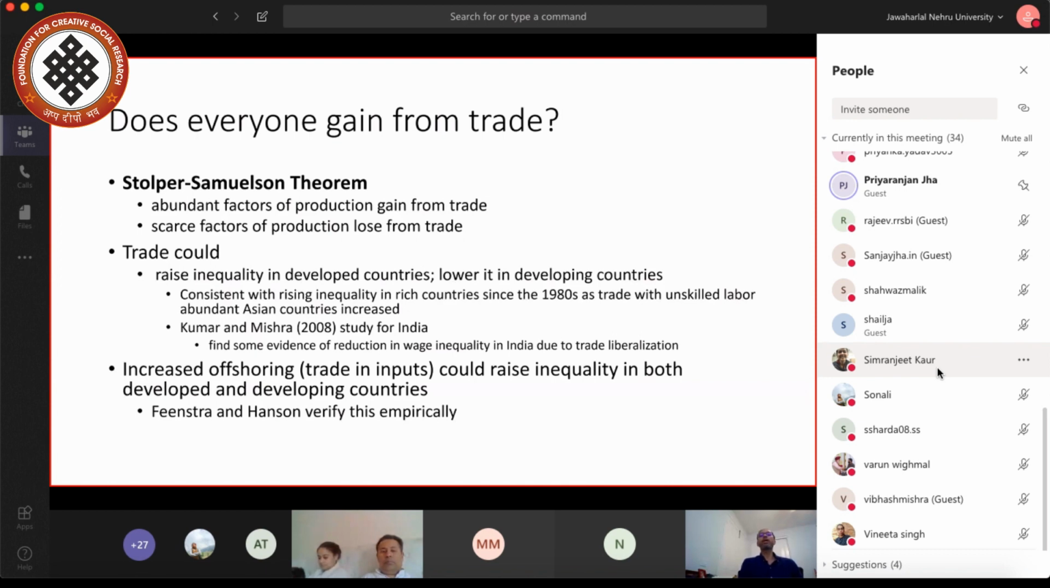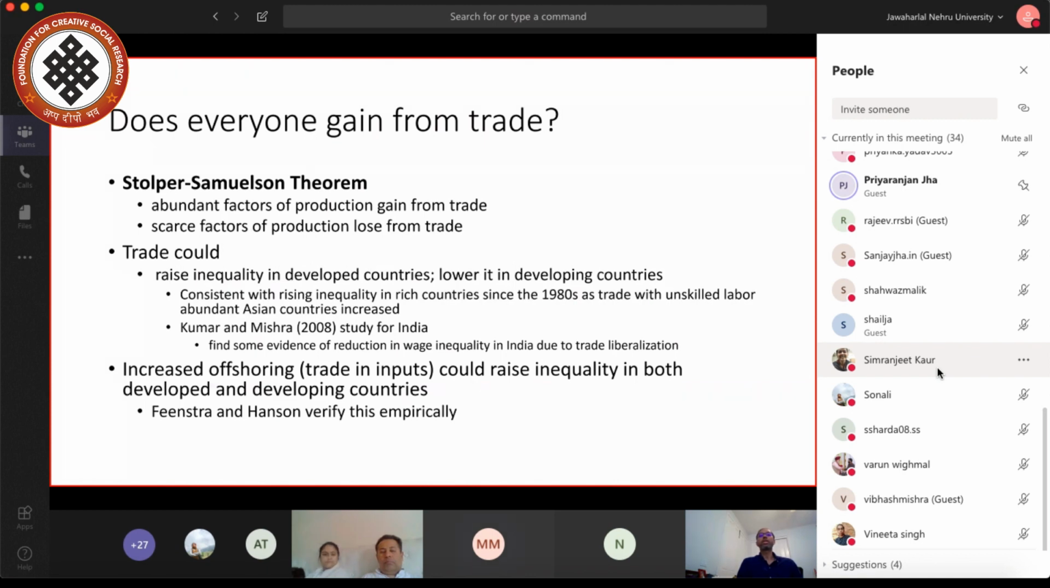Now, we can understand this kind of trade using a Heckscher-Ohlin type model, where we can think of manufacturing as being of two types. One is high-tech manufacturing, which uses a lot of skilled labor, and one is low-tech manufacturing, which uses a lot of unskilled labor. And so rich countries have a comparative advantage in high-tech manufacturing, and developing countries have a comparative advantage in low-tech manufacturing.